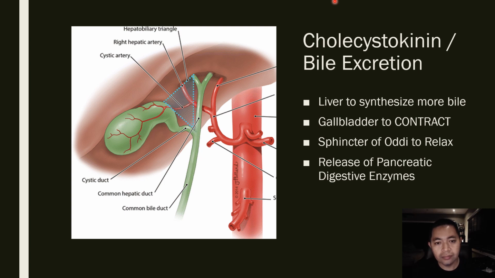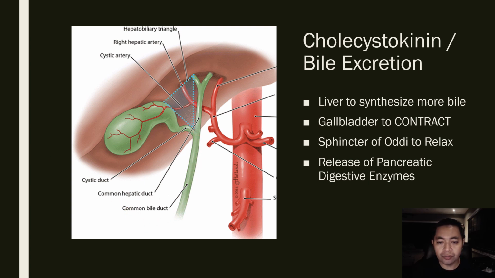Cholecystokinin causes the following effects. It stimulates the liver to synthesize more bile. It stimulates the gallbladder to contract, the sphincter of Oddi to relax, and it is the primary stimulus for release of pancreatic digestive enzymes. As the gallbladder contracts, bile is propelled out of it through the CBD and ampulla and into the duodenum.